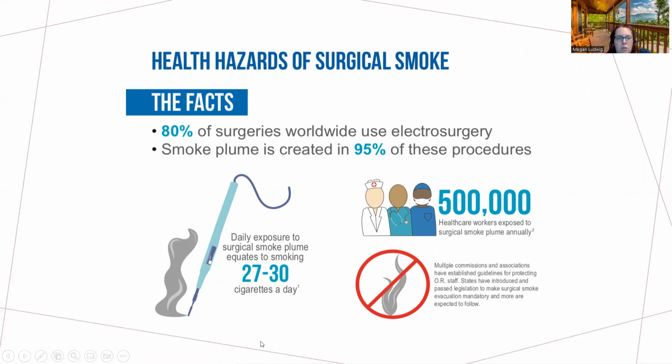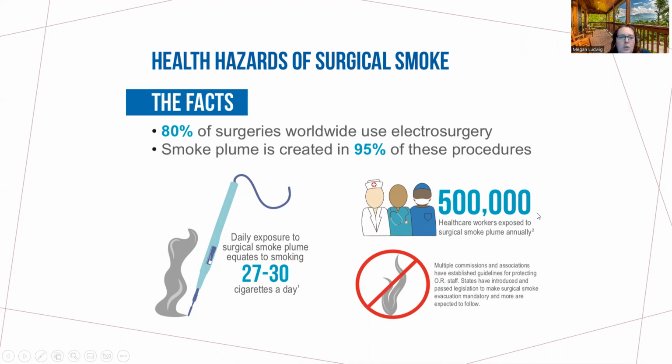It says daily exposure to surgical plume equates to smoking 27 to 30 cigarettes a day. Now, even if you're a smoker, I would venture that you don't smoke 30 cigarettes a day. Maybe you do. I doubt it. But that's a lot. That is going to cause some damage to your lungs very quickly. The incidence of lung cancer in surge techs and surgeons is actually shockingly high for this reason. And maybe it's not shocking, but to other people it is.